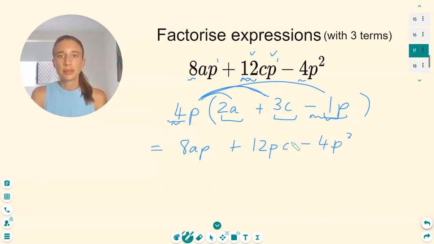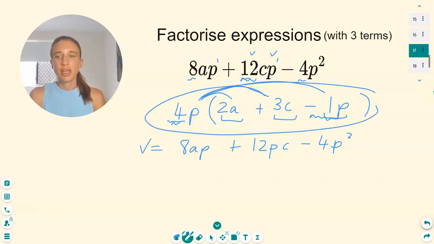-4p squared. Looking nice. And what do you notice? We get our answer. So that's our check. This is our factorized form. So you leave your answer like that.